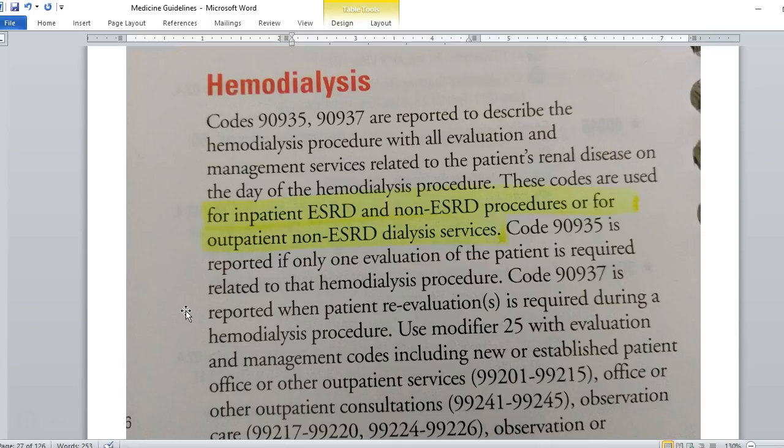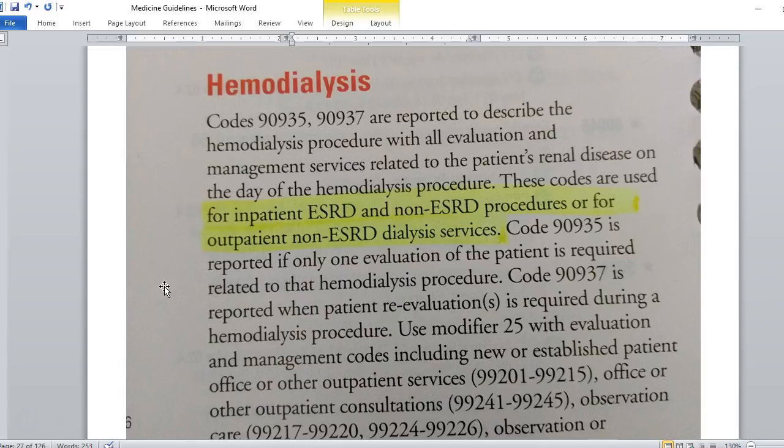Okay, but we have a couple different sets of codes. So as we go through, we're going to talk about each set of codes. So these codes are the different evaluations that we do. So 90935 and 90937 are reported to describe the hemodialysis procedures with all evaluation management services related to the patient's renal disease on the day of the hemodialysis procedure. These are used for inpatient ESRD and non-ESRD procedures for outpatient non-ESRD dialysis service.